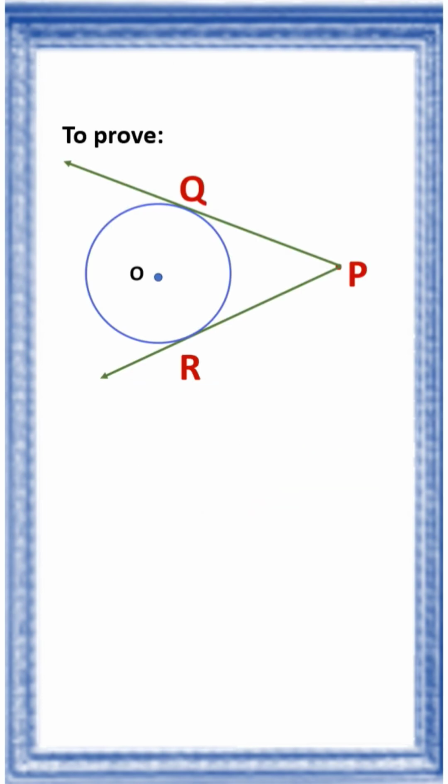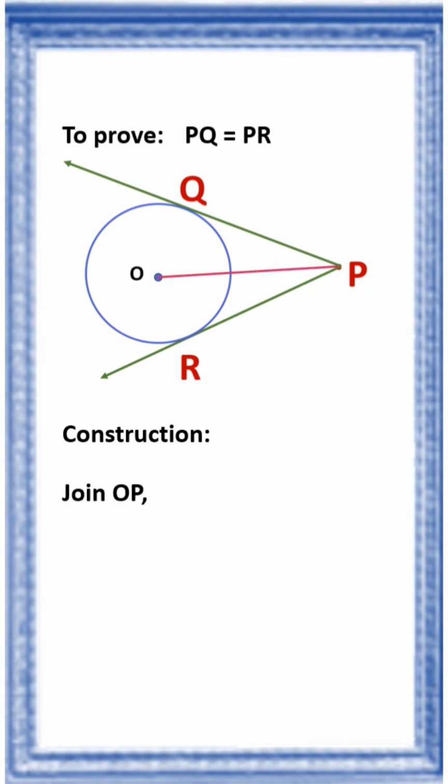Now we have the figure. To prove, what is to prove? PQ is equal to PR. Lengths of the tangents are equal. So, construction: join OP, OQ and OR.